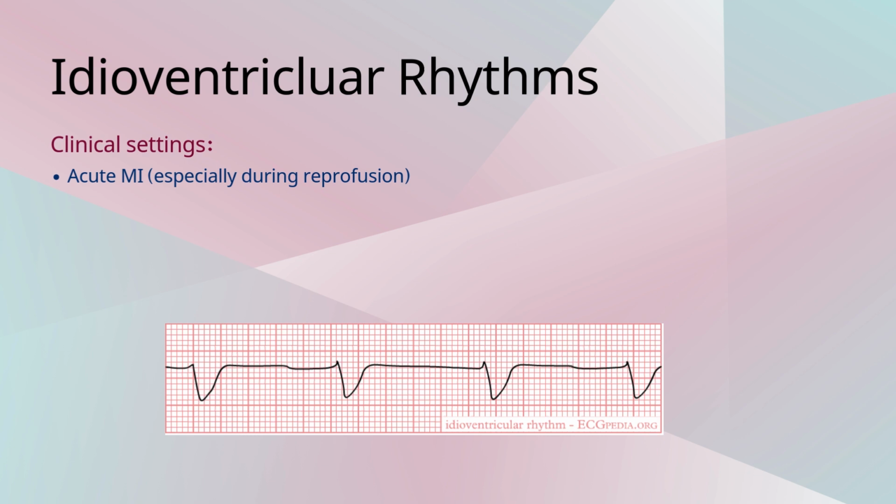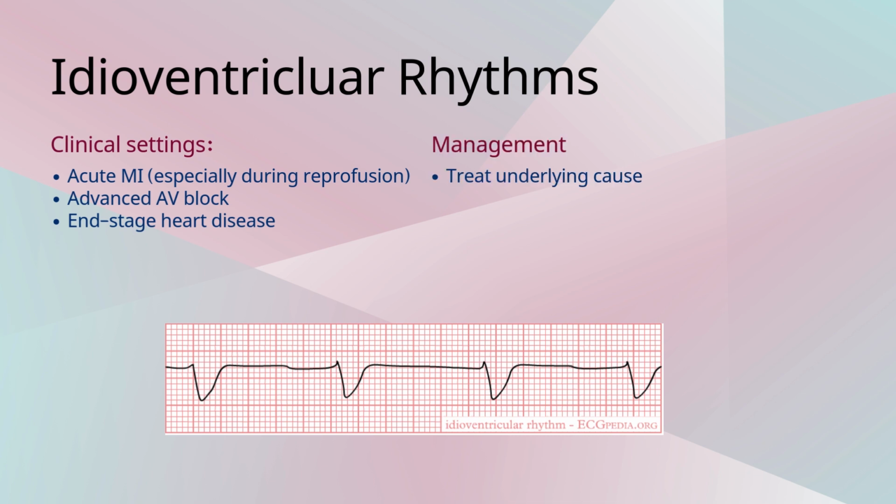I just mentioned this one, an acute MI, especially during that reperfusion state after thrombolytic therapy, advanced AV block, and end stage heart disease. So, management wise, we want to treat the underlying cause. So, why is the SA node and the AV node failing? If they are unstable, once again, we're going to look to use atropine or pacing if needed.